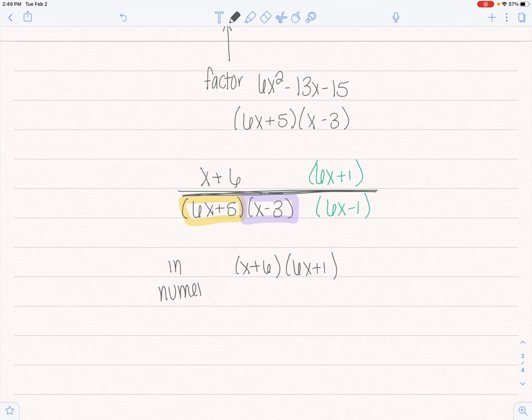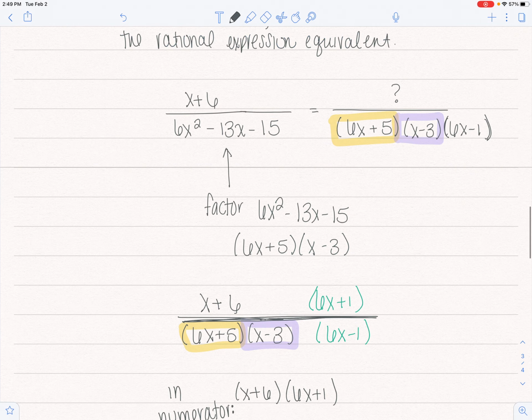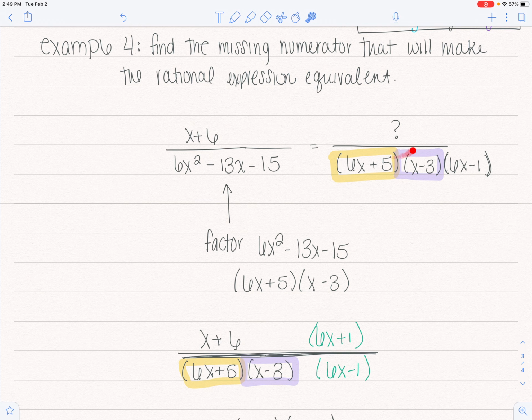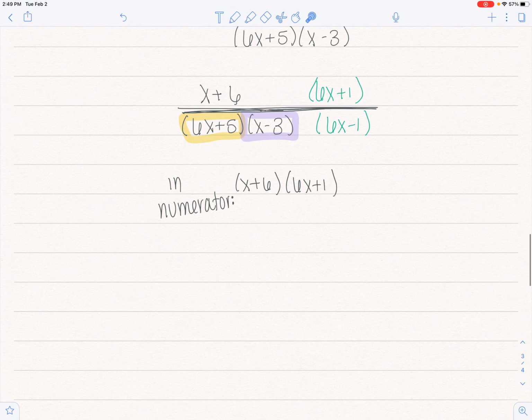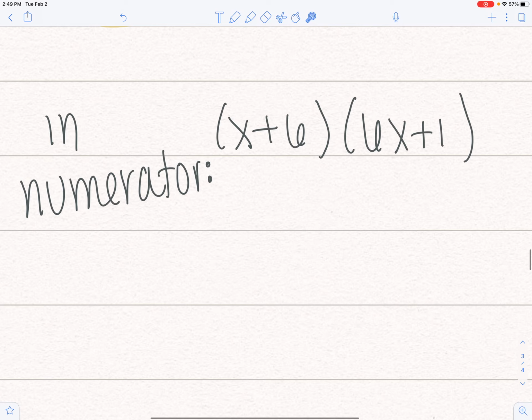Now Hawks didn't ask me about the denominator. It just asked me what the numerator is, because you can see there's where my question mark is. In Hawks, it is going to require you to multiply that thing out. So it is going to require you to FOIL it.